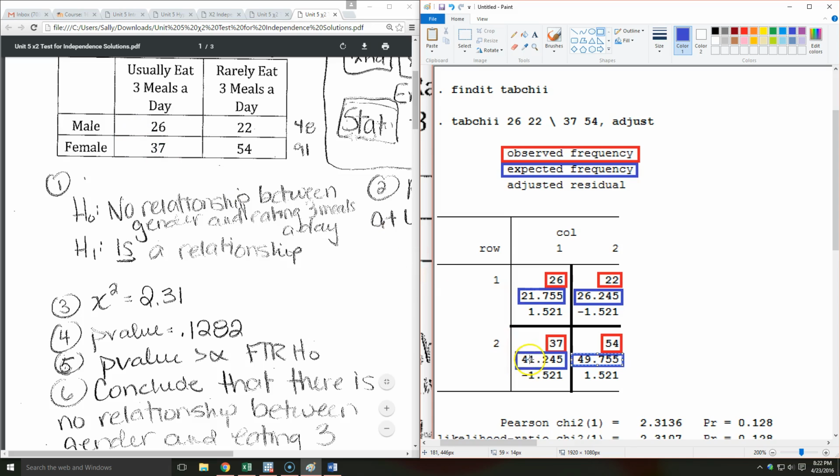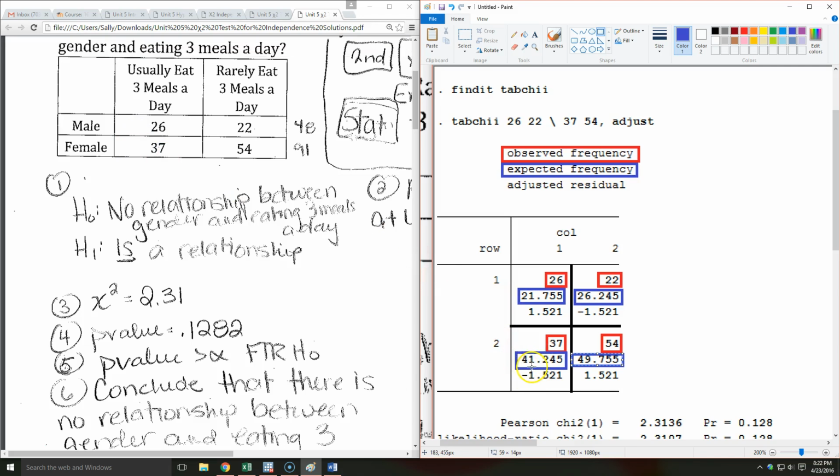So for females, for usually eating 3 meals a day, we expected 41 and we got 37. That's off by the same amount. And then for females, for rarely eating 3 meals a day, we expected 50 and we got 54. Because this is a 2 by 2 table, there are only 2 rows and 2 columns, so there are going to be a lot of flip-flops here.